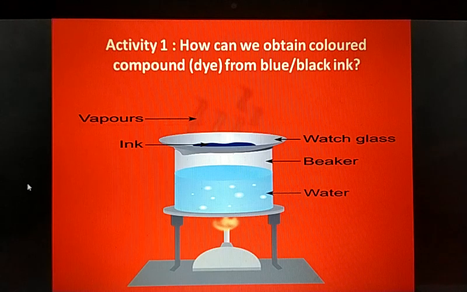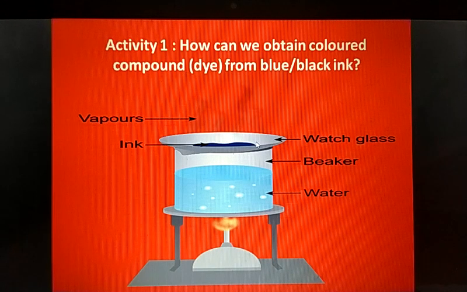For this, there are certain materials which are required here. We need a watch glass, a beaker containing water, then a tripod stand, wire gauze, burner, and after that the ink. So first of all, we'll put this watch glass on the top of this beaker which is containing water, and we'll start heating this beaker.